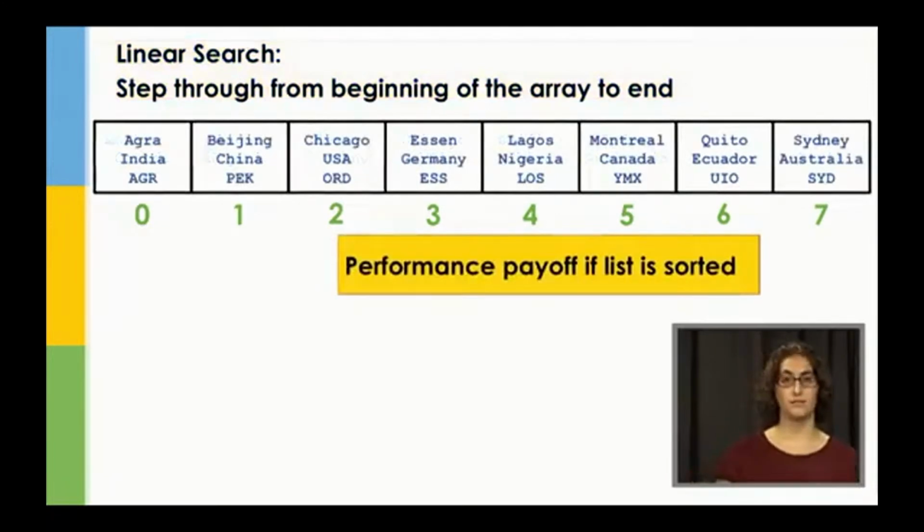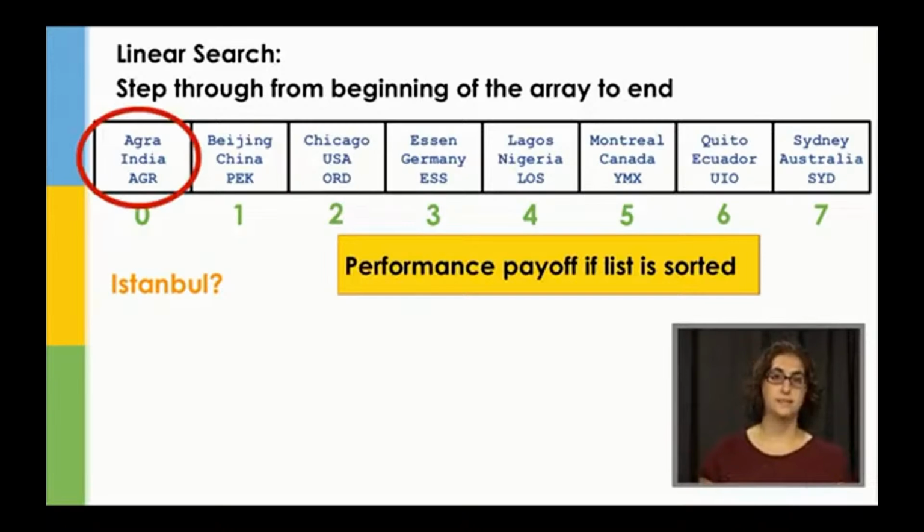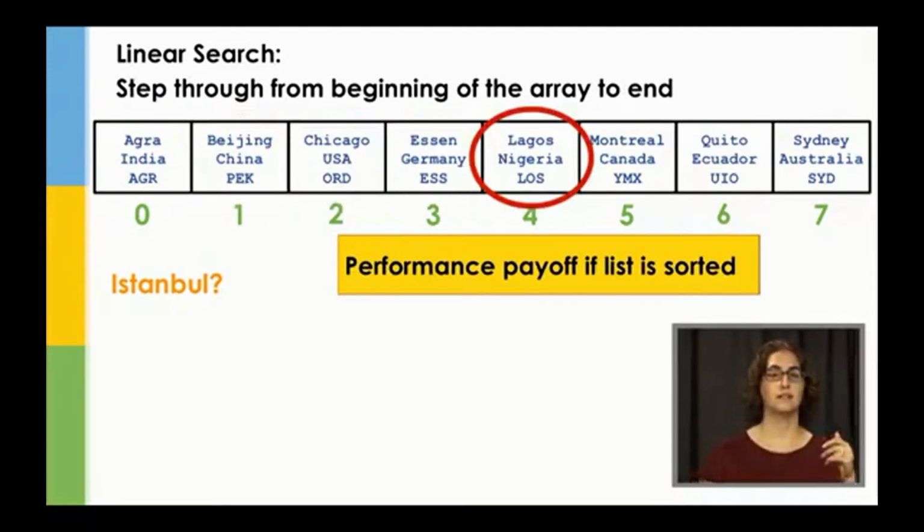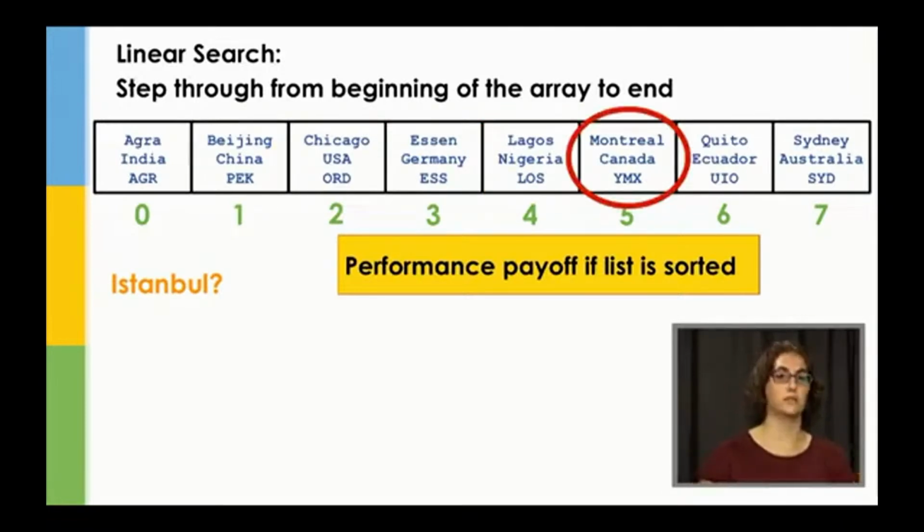And that's fine. But actually what happens is if we happen to know that our information is sorted, then we get a performance payoff. So let's think about the array of airports in cities and countries, and let's think about trying to find the airport code for Istanbul, for example. What we might do in linear search is start with the first element of our array, Agra in India, and see, okay, that's not Istanbul, we have to keep on going. And then we go to Beijing, so that's not Istanbul. Chicago, Essen, Lagos. Well, if we were just doing linear search, we'd have to keep on going. Montreal, Quito, Sydney. And then only once we got to the end of the array, we would say, okay, Istanbul wasn't there. It's missing from our array. We can't do anything. We return null.